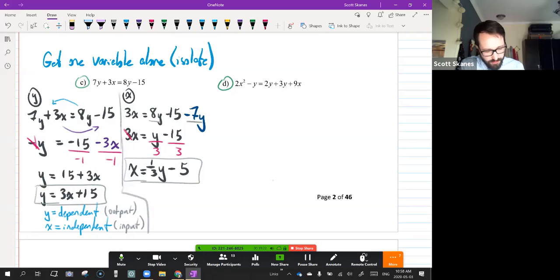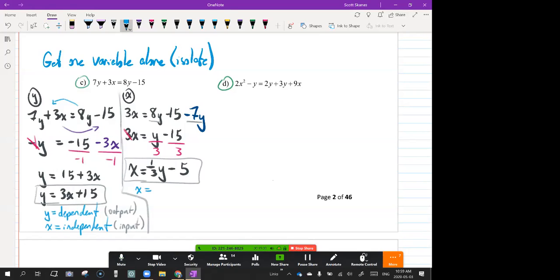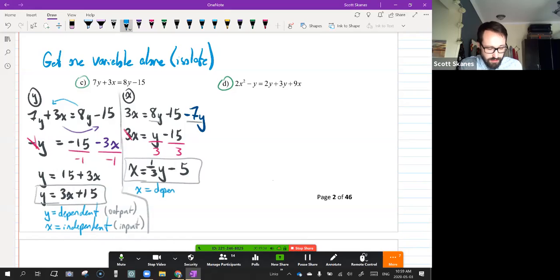This is our function. Which one is our dependent? So x here, is it dependent or independent? Dependent, exactly, because it depends on what we put in for y. If we put in a different y, it gives us a different x. And the other word for that is output. Y must be our independent. You don't need to write the full word. I'm just writing the full word for you.